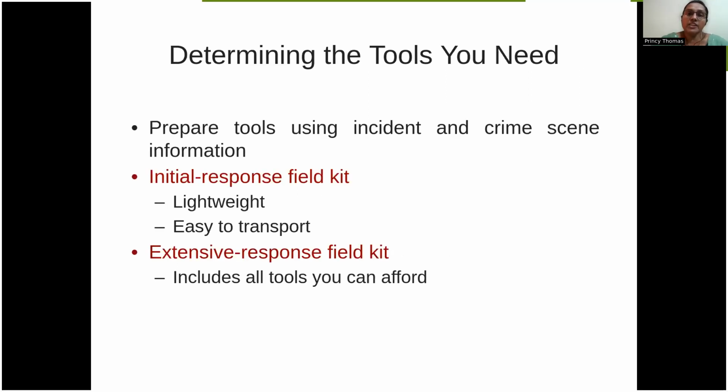Now, the next step is determining the tools that are required. Normally, we just use FTK, forensically suitable tools, to collect and analyze the evidence. So preparing the tools needed for that particular incident or crime scene is an important step. Normally, the initial response field kit will be a bag in which certain items are available. We will look at some of the details. This will normally be lightweight and easy to transport. If more tools are required, the system has to be taken to a lab, and that is an extensive response field kit, which has more tools suitable for a particular crime scene.